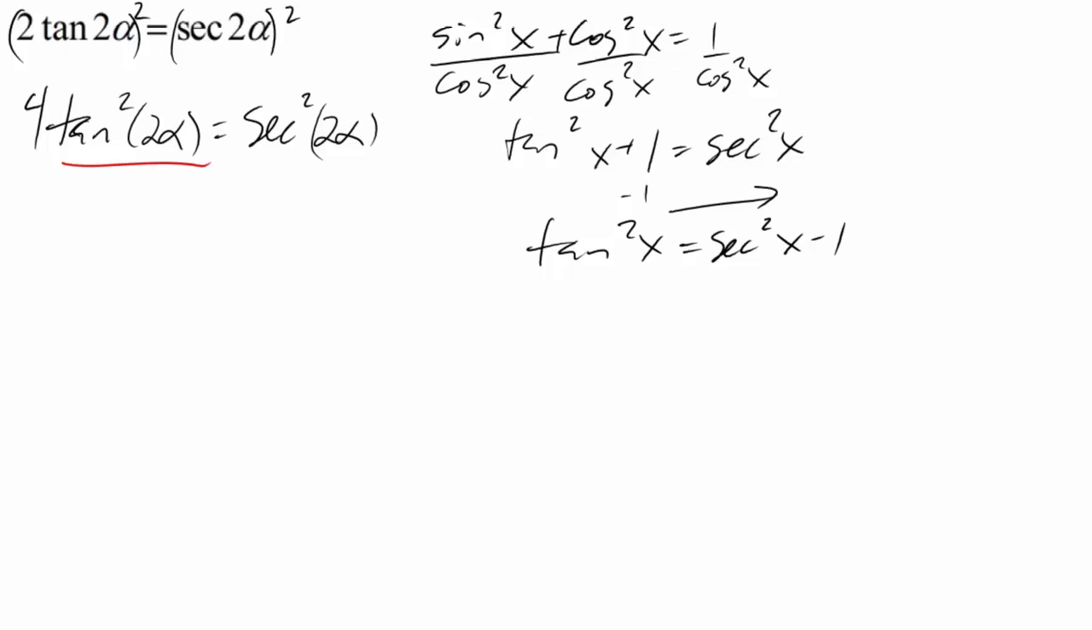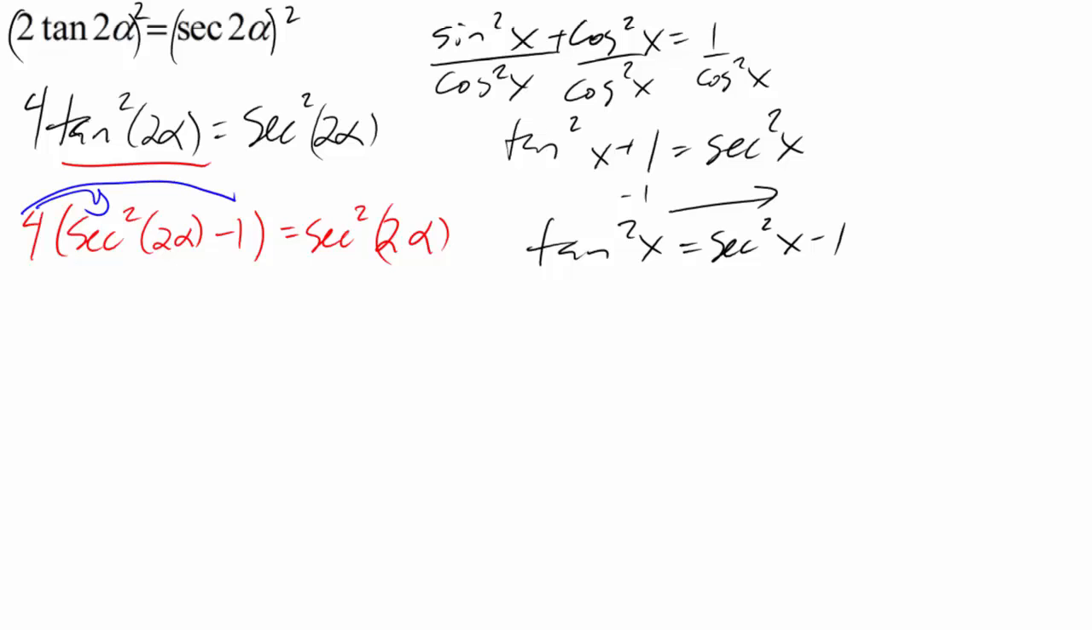So in the case that we have here, we'll have 4 times secant squared 2 alpha minus 1 to equal secant squared 2 alpha. It may seem like things have gotten a little bit worse, but now we're down to a single trig function, so that is in fact much more helpful for us. Now let's go ahead and distribute the 4 through to both terms inside the parentheses, so we get 4 secant squared 2 alpha minus 4 to equal secant squared 2 alpha.